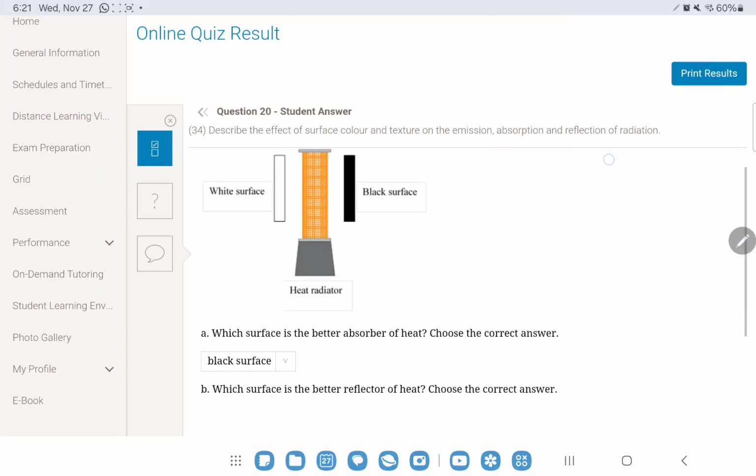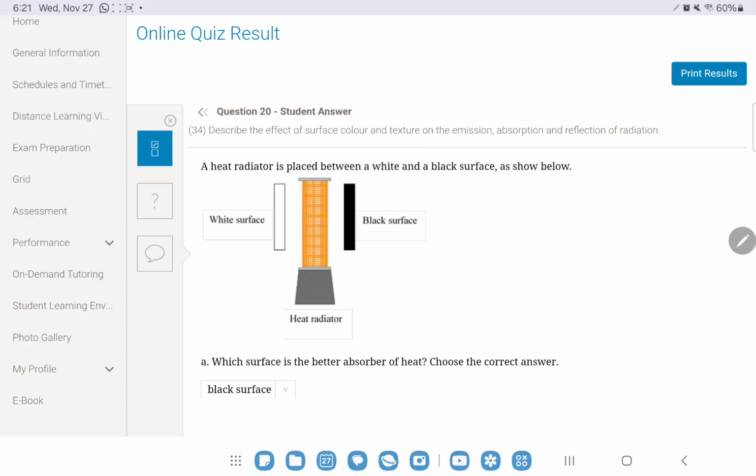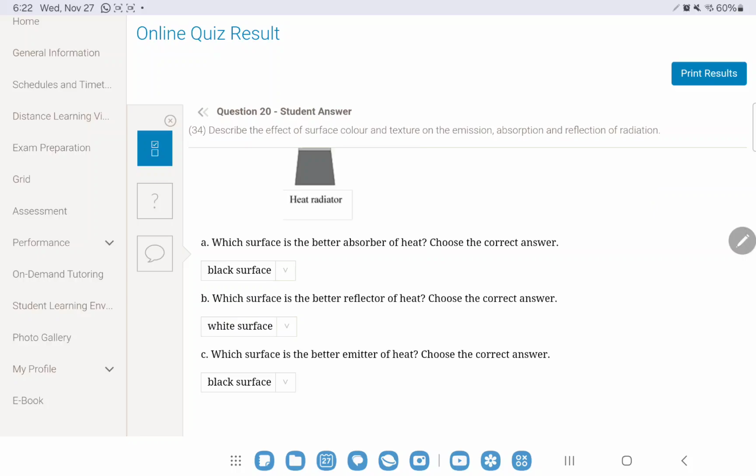Okay, last question. Heat radiator is placed between a white and black surface. Okay, whenever you see better absorber, black. Better emitter, black. Better reflector, white. Better absorber, black. Better reflector, white. Better emitter, black. That's it for this quiz.